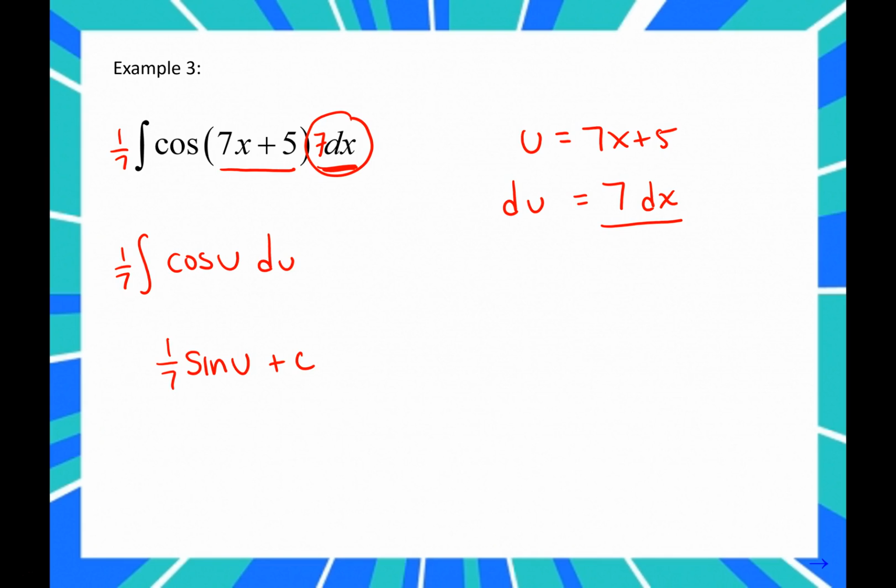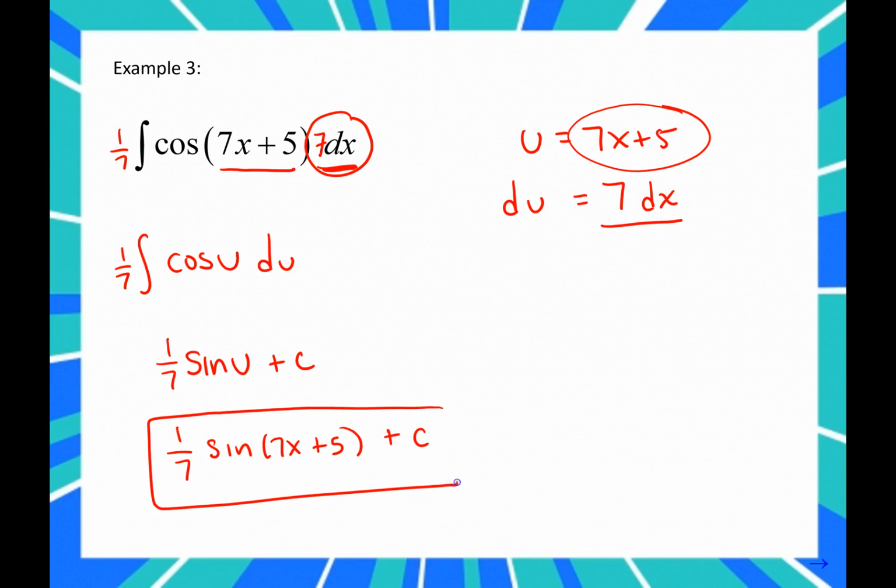All right, last step is to go ahead and replace your u with its expression in terms of x. So this is going to be 1/7 sine of 7x plus 5, and then go ahead and remember your plus c. All right, let's do another one.